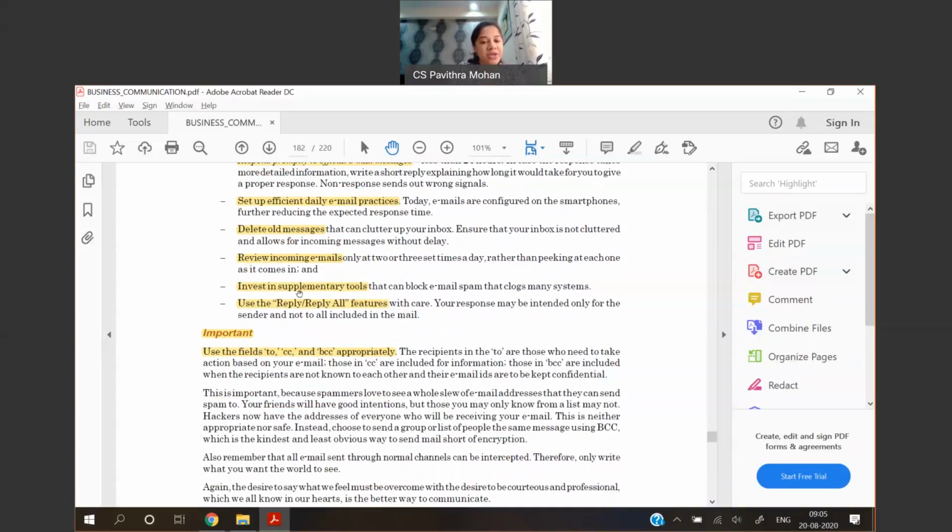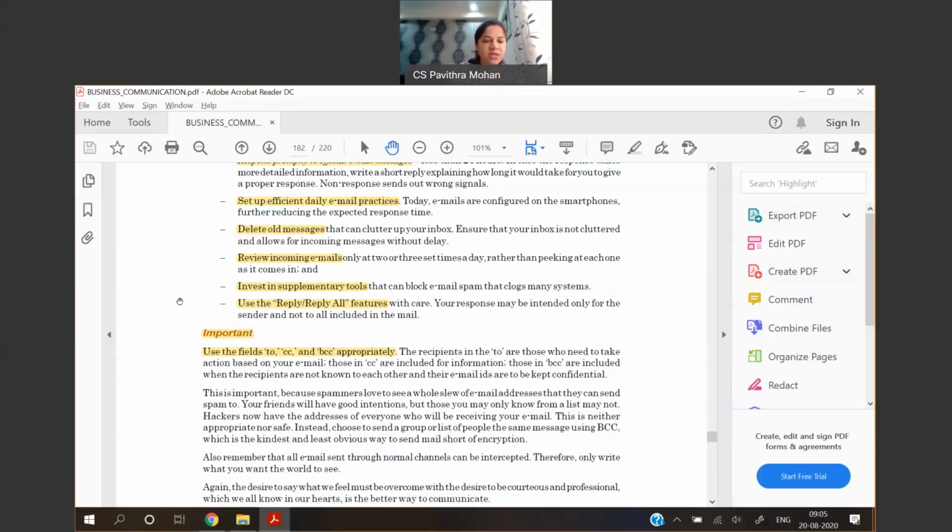Invest in supplementary tools like email spam filters, but those may actually try to stop important messages from coming into your emails. So try to avoid these things. And always ensure what you're using, whether it is the reply or reply all feature. Okay, be sure of this and make sure proper information is being sent across.